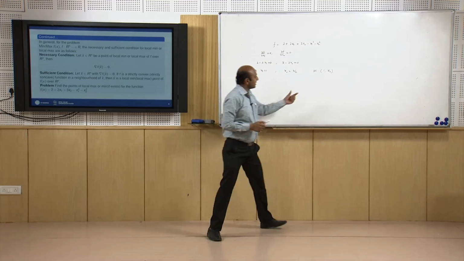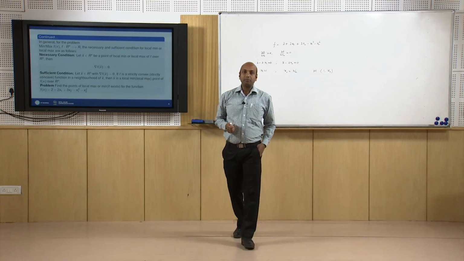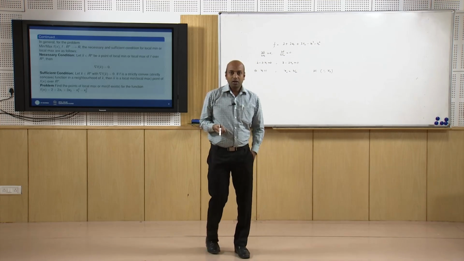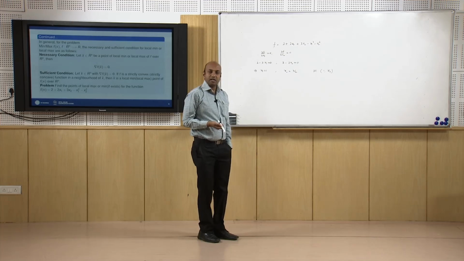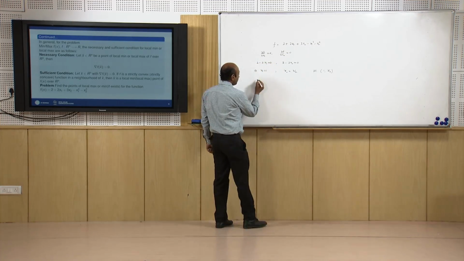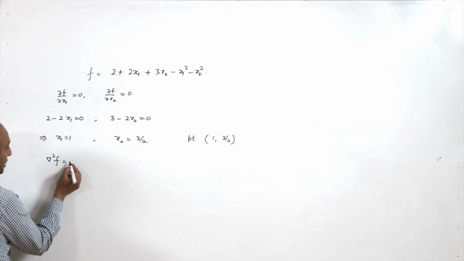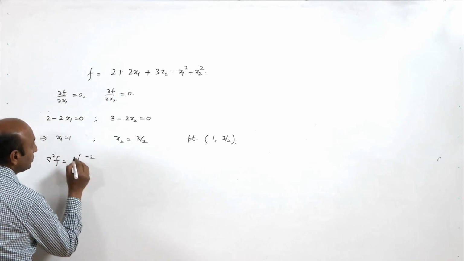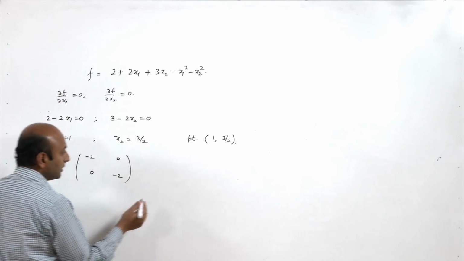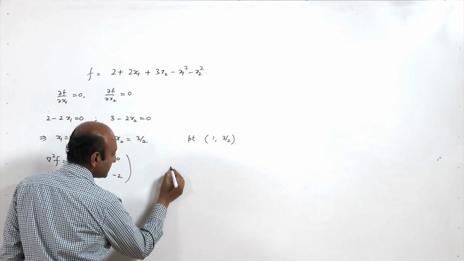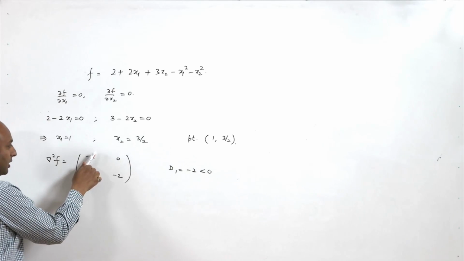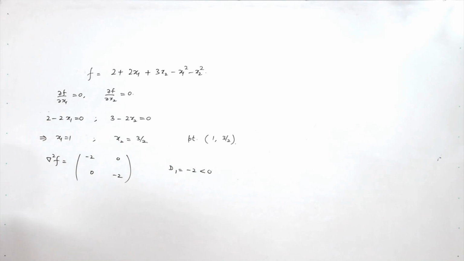Now, we have to see whether this point is a point of local maxima, local minima, or neither, or a saddle point. For that we find the Hessian matrix of f at this point. What is the Hessian matrix of f? It is minus 2, 0, 0 and again minus 2. You find the determinants of the leading principal minors. d1 is minus 2, which is negative. You can easily see the determinant of the 1 cross 1 is negative.